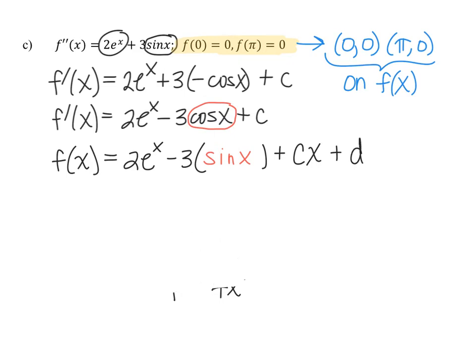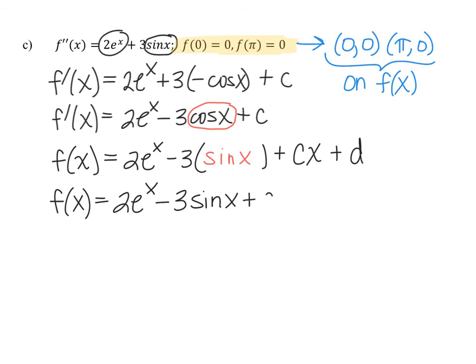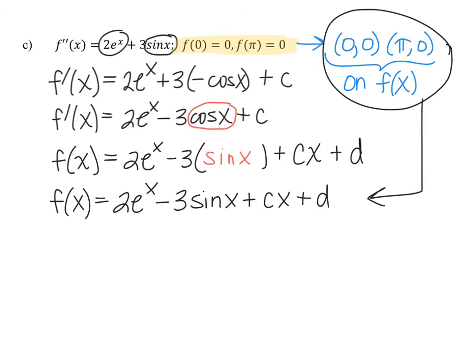So right now, what I have for my original function is f of x is equal to 2e to the x power minus 3 sine of x plus some constant c times x plus another constant d. But now I'm ready to go ahead and use the two coordinates that I was given initially, and we can substitute those in, and this will allow us to find our constants c and d. So let's go ahead and start with the coordinate 0, 0.